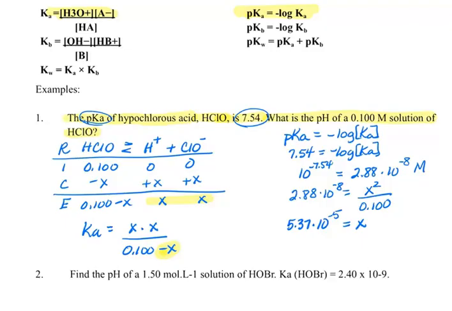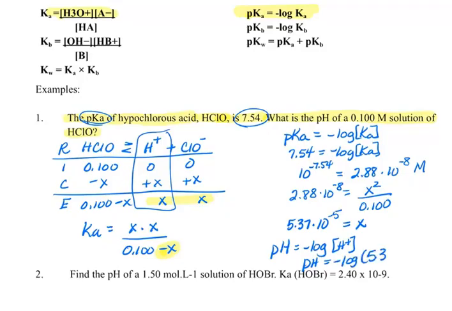And remember, now back to where we were at, to find my pH, it is the negative log of my hydronium. Well, that is, right here, my x value. So my pH is going to be the negative log of that 5.37 times 10 to the negative 5. So the pH ends up being 4.270. Okay, double check my numbers again.